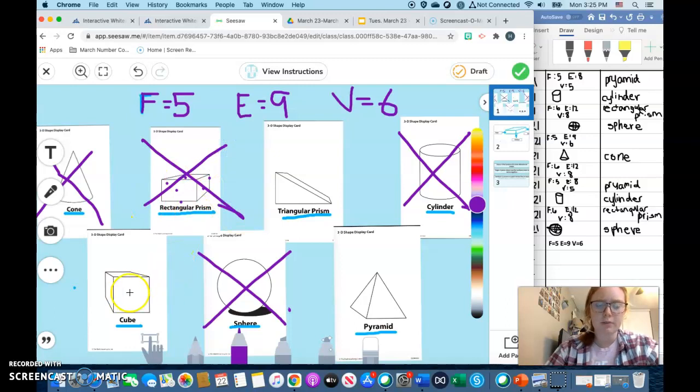Let's hop down to our cube here. 1, 2, 3, 4, 5. Our cube also has 6 faces, so it's not our cube.